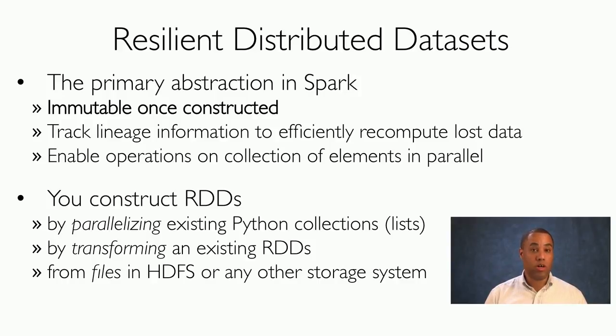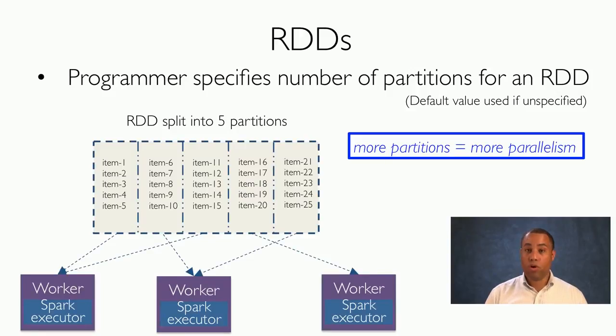Now you can construct RDDs by parallelizing existent Python collections, such as lists, or by transforming an existing RDD, or from files in HDFS or any other storage system. A programmer specifies the number of partitions for an RDD, and there's a default value that's used if you don't specify the number that you want to be used.